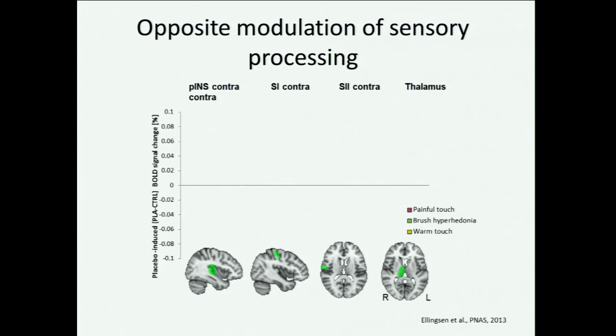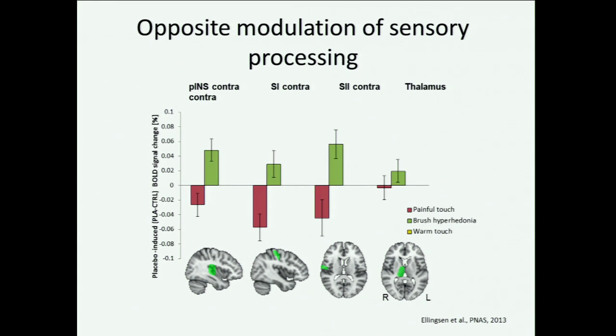We did an fMRI analysis and looked in the somatosensory areas as well as in the insula and thalamus. For pain, we saw a reduction in insula, S1 and S2 when we contrasted placebo minus control. For brush, it was the opposite, with an increase in insula, S1, S2 and thalamus. And for warm touch, it was also an increase in these areas.